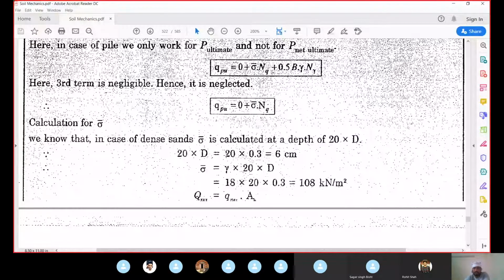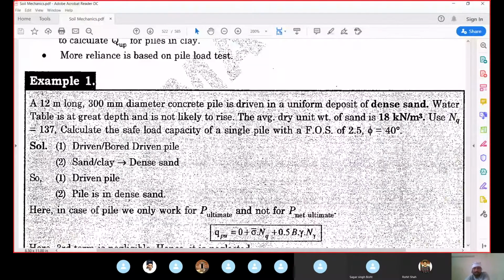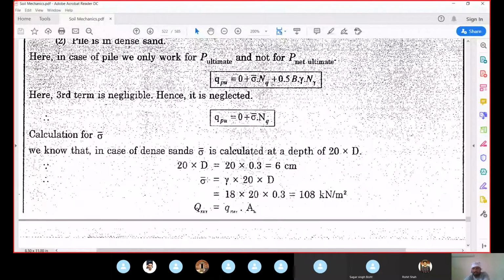Now this L critical is 20 times the diameter of the pile. So 20 into the diameter of the pile, which is given as 300 mm, so this is 0.3 meter. So 20 into 0.3 will be 6 meters. Now sigma bar is the increase in effective stress till 6 meter depth that the pile has reached. Now sigma bar is equal to gamma into 20 into D, right?